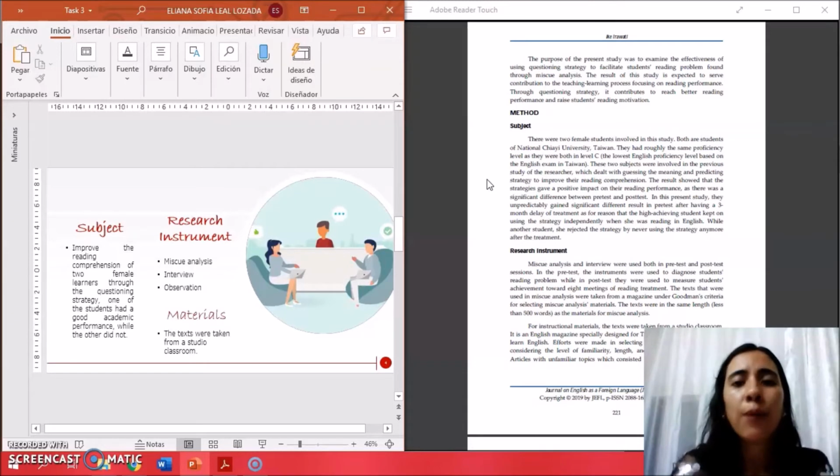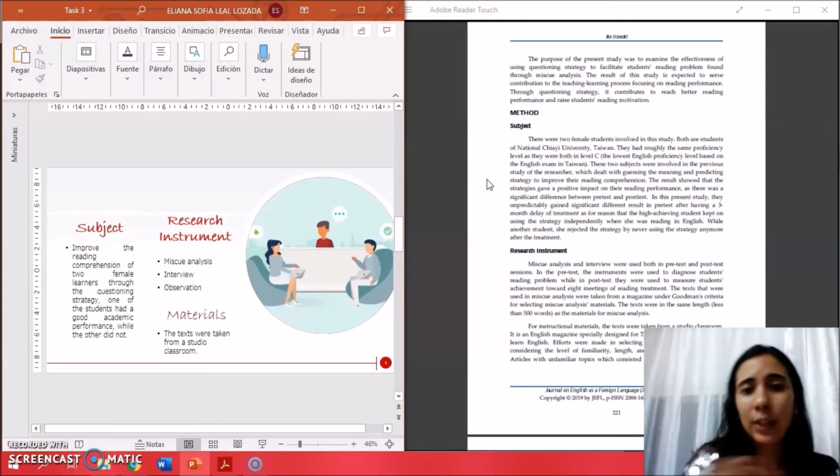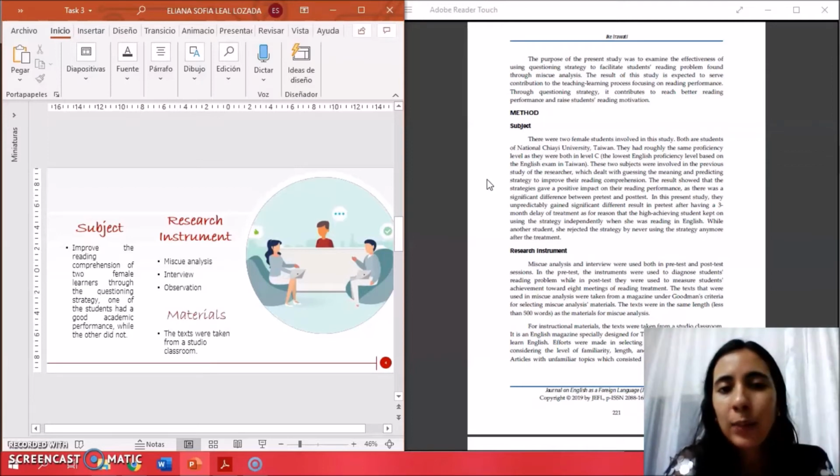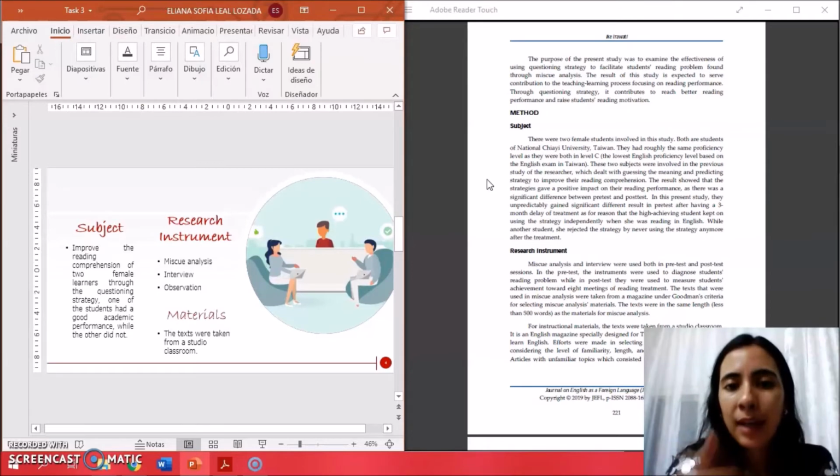Miscue analysis is a means of using a running record of diagnosis to identify student-specific difficulties. Not only is the running record a way to identify reading rate and reading accuracy, but it is also a way to assess reading behaviors and identify the reading behaviors that need support.